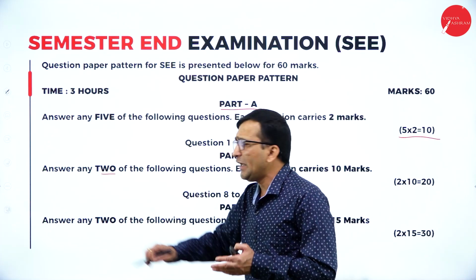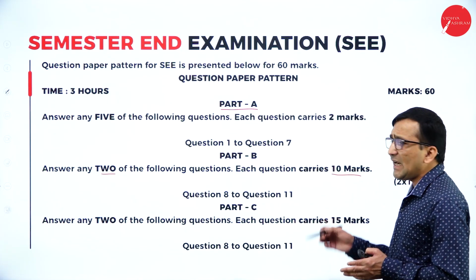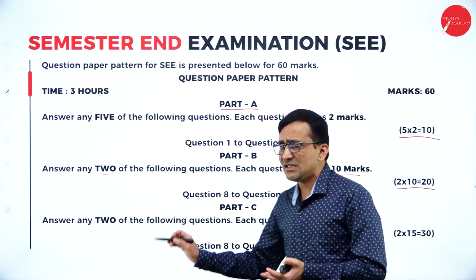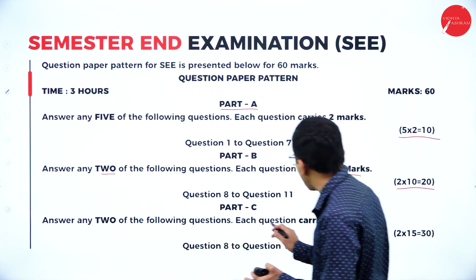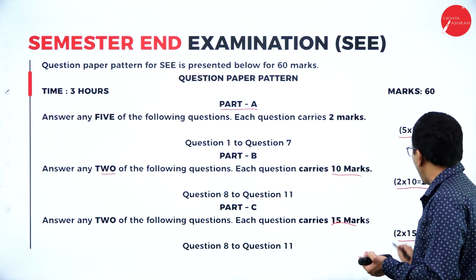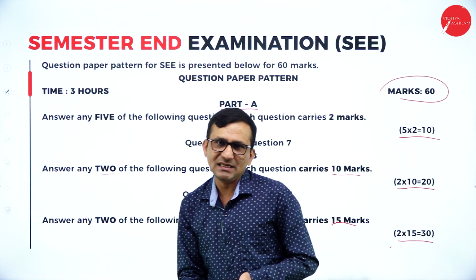Part B, you need to attend any 2 questions out of 4 questions, and each carries 10 marks. So 2 into 10, 20 marks. Part C has 2 questions, and each carries 15 marks. 15 into 2, 30. Altogether, if you add, the total marks from the external paper will be 60.